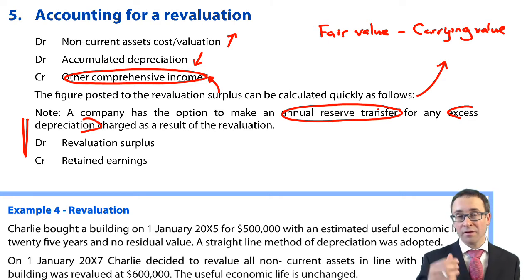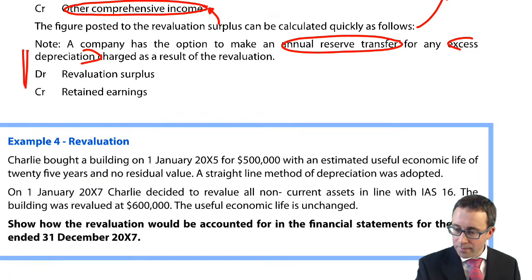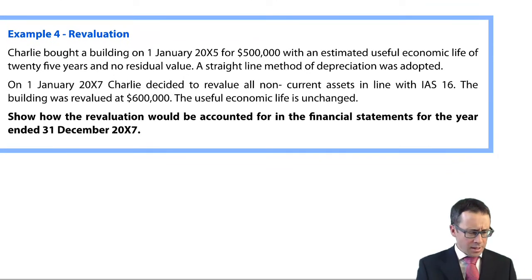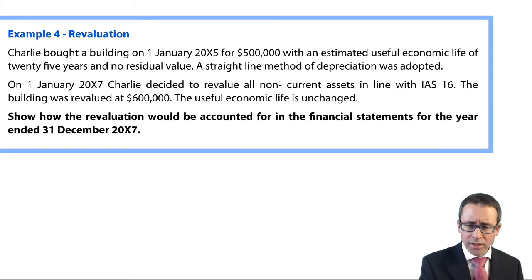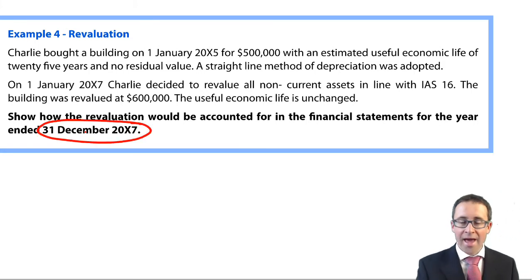I already feel as if I've spoken about that too far already, but just so that you have an awareness of it. Okay, excellent. So let's go through and have a look at the example with regards to revaluation. It says, show how the revaluation will be accounted for in the financial statements for the year ended 31 December X7. It says there, Charlie bought a building on the 1st of January X5.